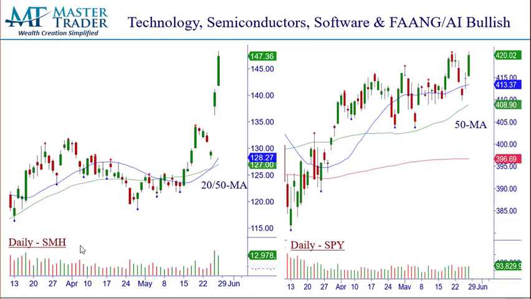This is the SMH, the semiconductor ETF. Look what happened last week on the heels of NVIDIA's positive earnings. AI stocks rocked here: technology, semiconductor, software, the FAANG and AI-related FAANG stocks. So this is a climactic sell setup now. Look at the volume. The big money has been flowing into this. Even the broader markets are in an uptrend. It was a pullback and reversal above the 20, above the 50, above the 200.